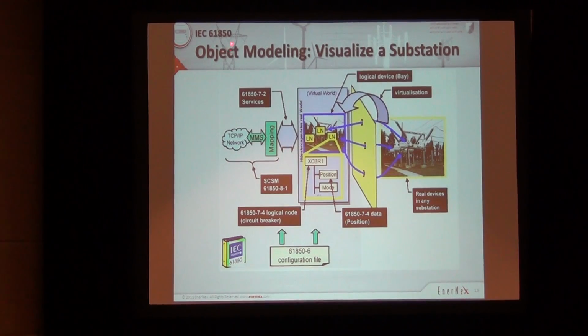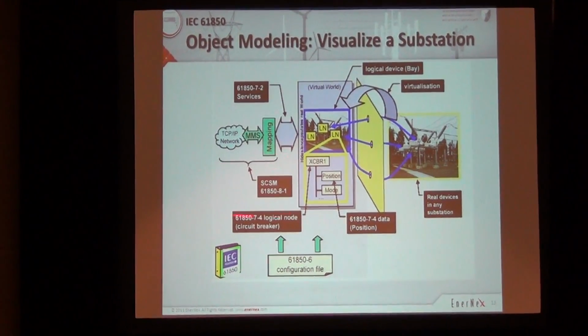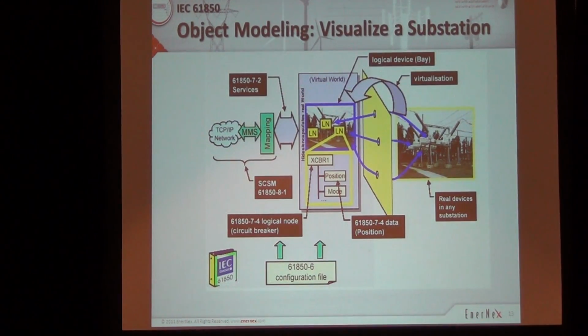I like this diagram, one of the key messages here, and I'm not going to get into the individual details. I just talked about Part 7 being services, and Part 8, which is the services mapping. SC is the specific communications service mapping, which is Part 8. This is illustrating that we are basically digitizing or virtualizing the real world. We're showing the real world here, and we're showing the virtualization, LNs or logical nodes, a digital representation of the real world.